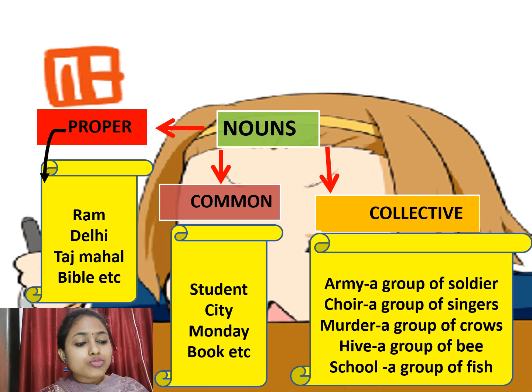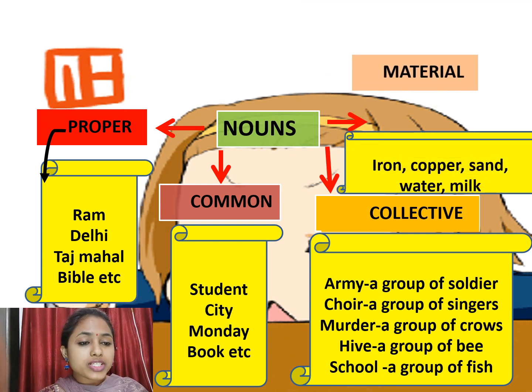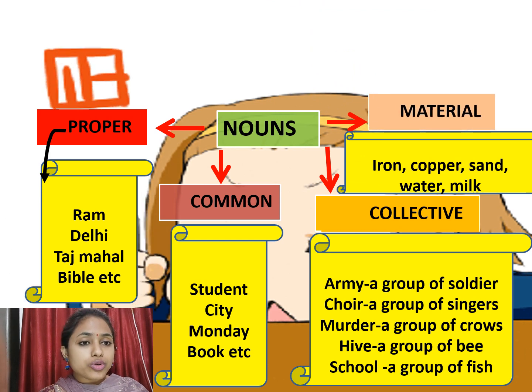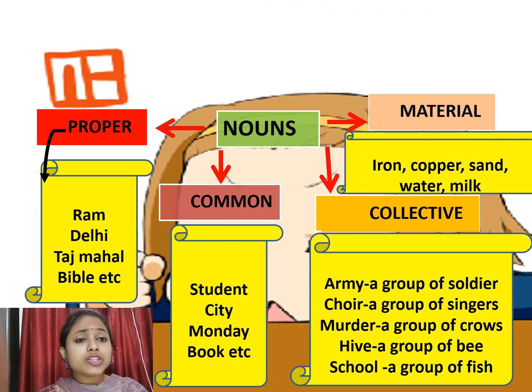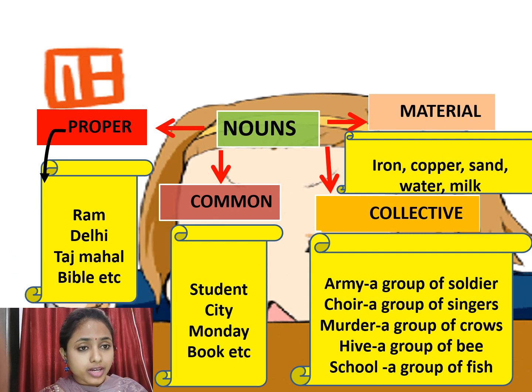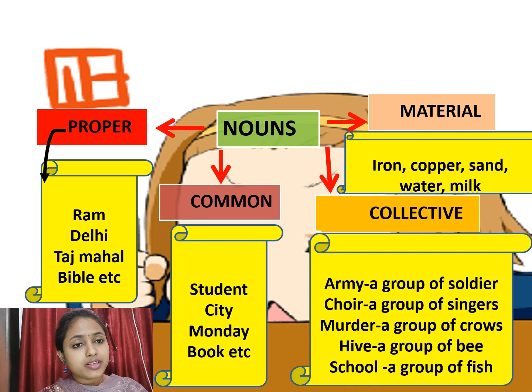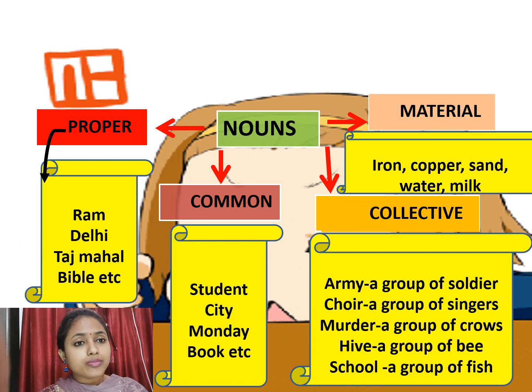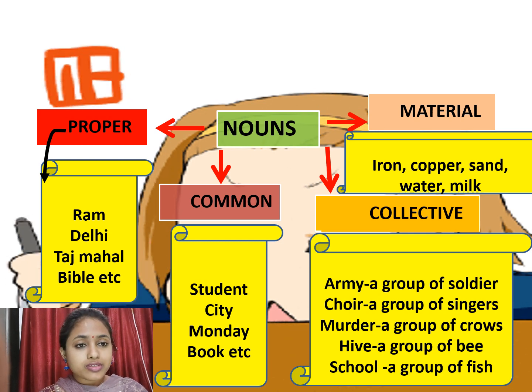Okay. Next, move to material noun. What is a material noun? Material nouns are the names given to the materials like iron, copper, sand, water, milk, right? These are material nouns because they are materials. You must be knowing them through your geography chapters, right?